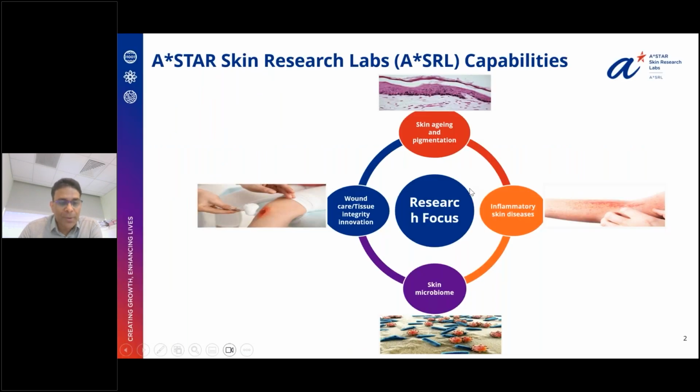Just to give a quick overview of our institute, it is A-STAR Skin Research Lab, a part of the Skin Research Institute, Singapore. A-STAR is conducting high-impact interdisciplinary skin research that translates to innovation and improved skin health for economic and societal impact. The key research activity in A-STAR is split into 4 pillars: skin aging and pigmentation, inflammatory skin diseases, skin microbiome, and wound care or tissue integrity.